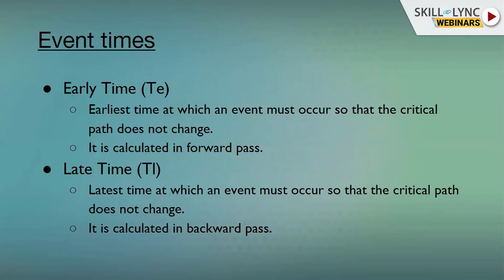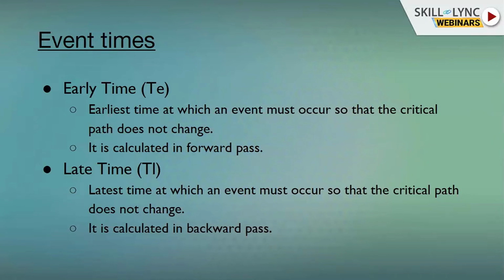Moving on to event time calculations, there are two types of event times. That is, earliest time, at which an event must occur so that the critical path does not change. It is calculated in forward pass. Forward pass means adding up the timelines from start to end.